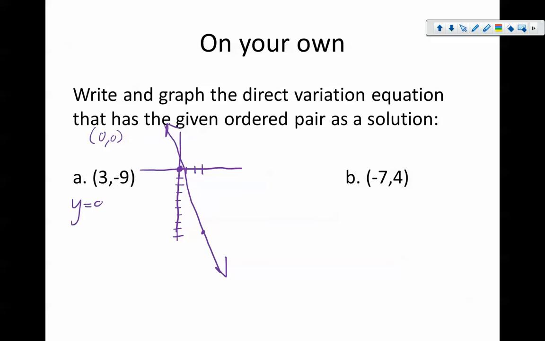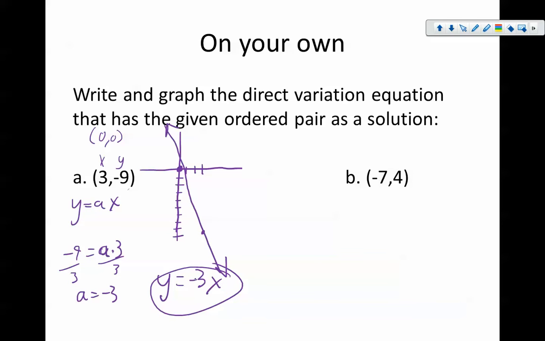Remember, my formula is y equals ax, no b, right? I'm going to find the a value by plugging in the numbers. My x is 3, my y is negative 9. Divide both sides by 3 gives me a equal to negative 3. Let's fix that. So therefore, my equation is y equals negative 3x. So my equation is here. My graph is here. Let's do part B.